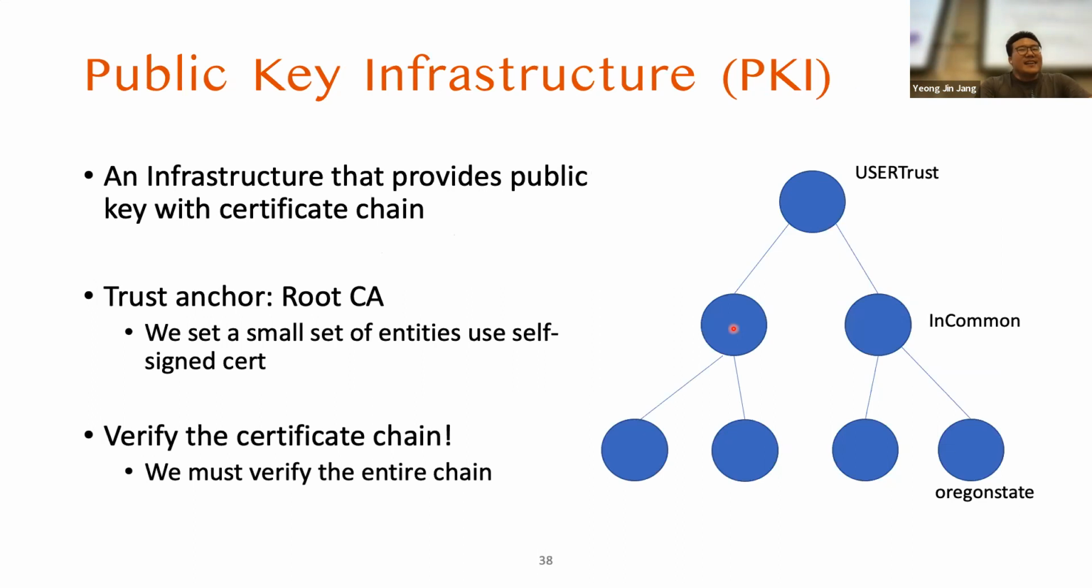Our PKI right now looks like this. There is the root CA, and the root CA authorizes other companies to issue website certificates, and the website certificates are actually issued by those companies. The reason we have this trust chain is that, suppose there was a compromise of the private key of one company, then we just cut off that part of the tree and ask them to move to another company.